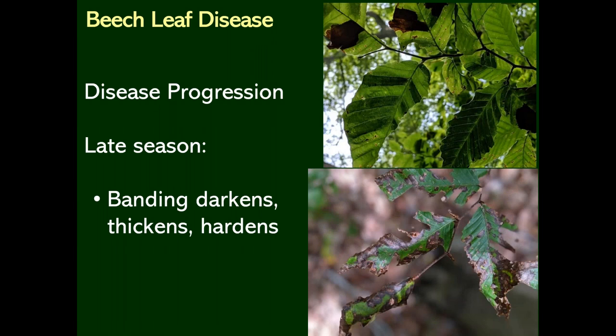Later in the season, the paradigm was that everything gets darker, this banding gets darker. Some interveinal bands actually complete necrosis and fall out, and you'll see this. A lot of this is going to be what kind of interactions you're seeing with weather patterns, and we have had a lot of unusual weather patterns, like extensive drought in the summertime, extensive heat like last year. But this is what you can see, not always, but can see later in the season.